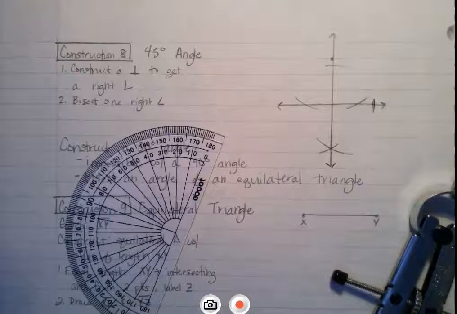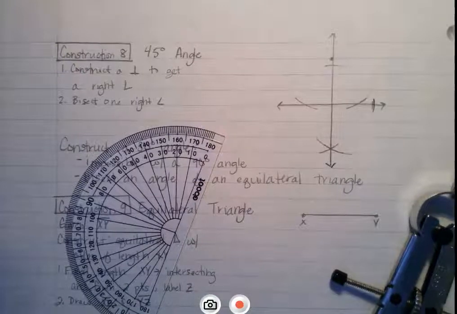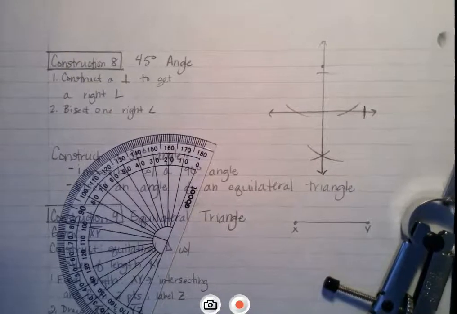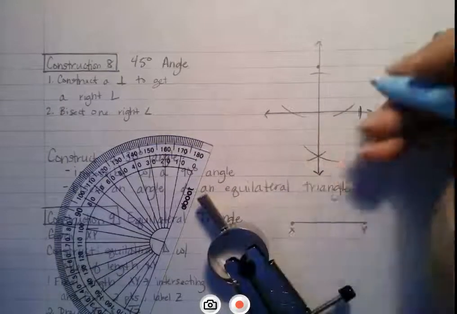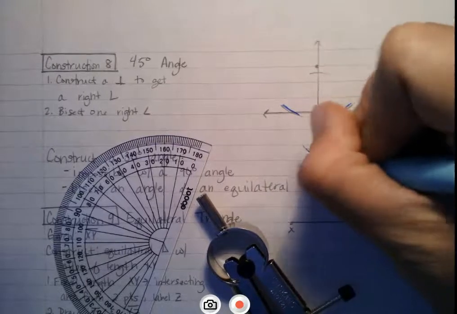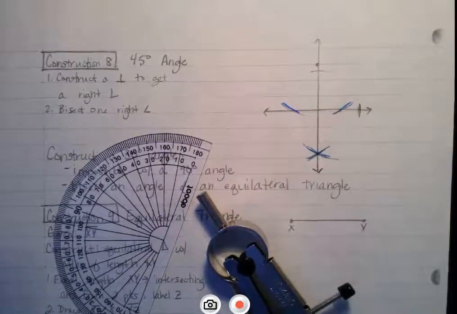Let me see, I thought I had a colored pen. I can't find it. Oh, here we go. Okay, so my old arcs, I'm going to mark out as blue. I'm going to trace them in blue. So those are the arcs that I needed to make my perpendicular line.